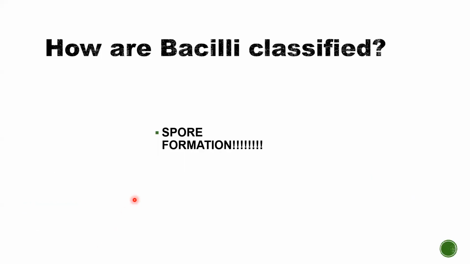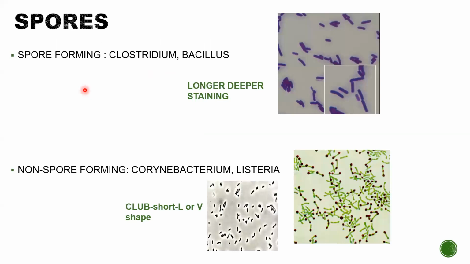Okay, so let's start. How are bacilli classified? They're actually classified based on spore formation. Spores, I think you took it in Dr. Hanat's lectures, are basically layers around the organism that help protect it against extreme environments, against temperature. It's like a little shelter that helps the organism survive against adverse conditions. So we have spore forming and non-spore forming. Spore forming is Clostridium and Bacillus.